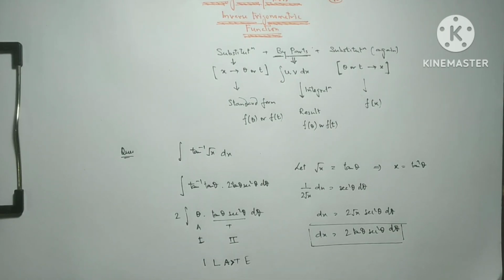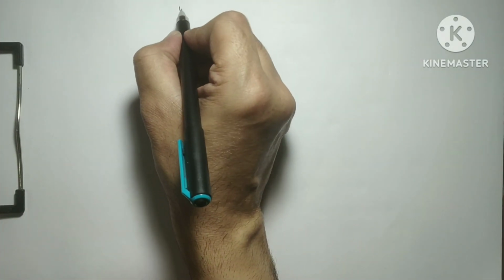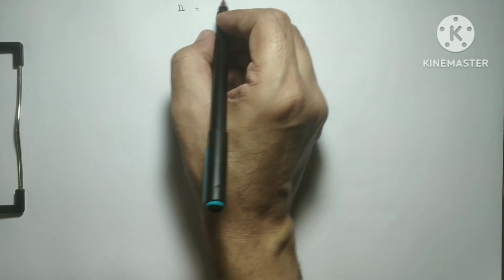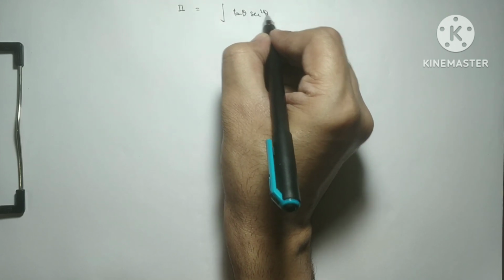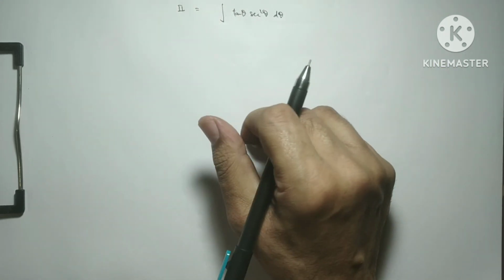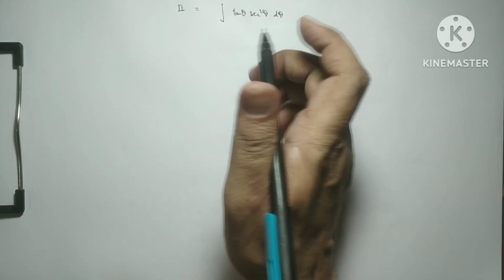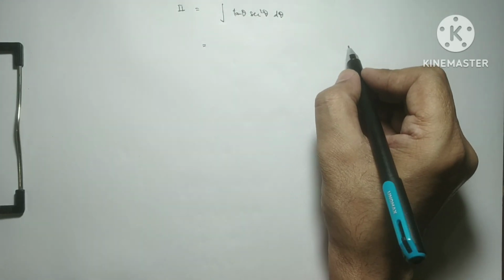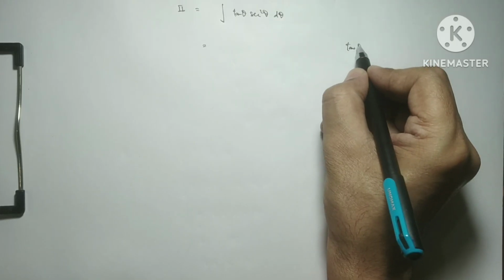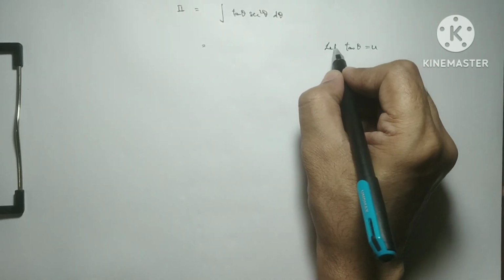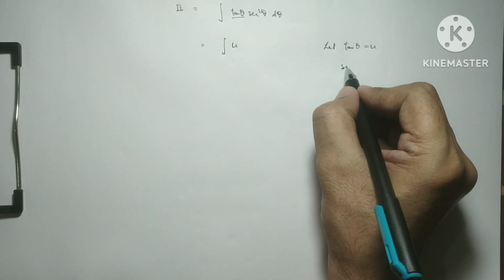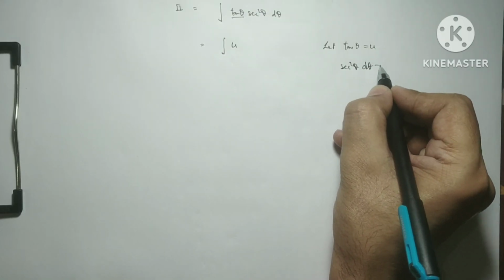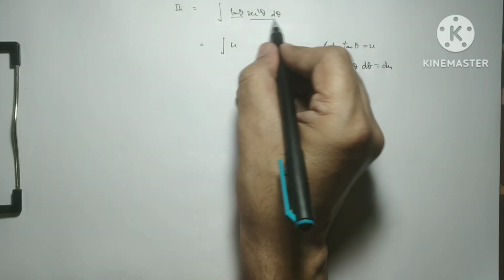Now we use by parts method, but before it, first we integrate this. So we have the second part as tan theta and sec square theta. So first we will integrate this. We will collect the value of its integration. Then we consider tan theta as u. So it is u, and on differentiation we get sec square theta d theta as du. So we can substitute this value as du.